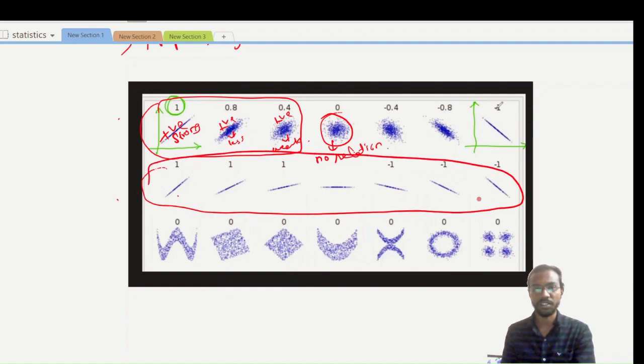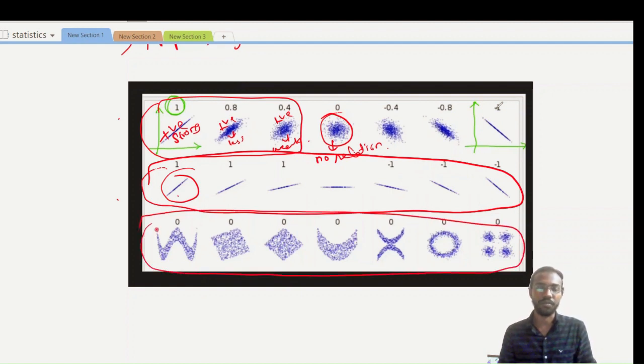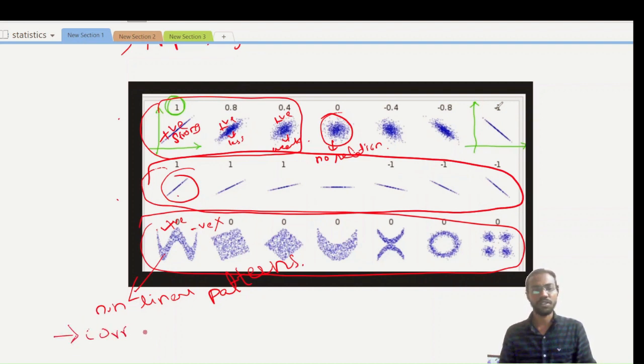Among these, we can say that this is the best one. And this has no pattern. It is present neither in the positive direction nor in the negative direction. So it is known as a non-linear pattern. From this we can say that correlation captures linear patterns, not non-linear patterns.